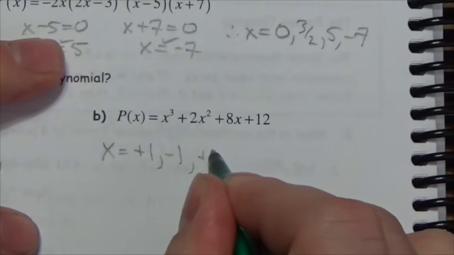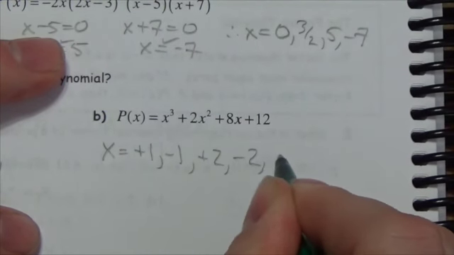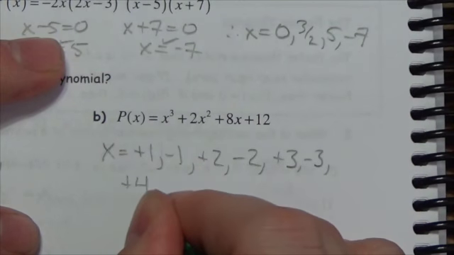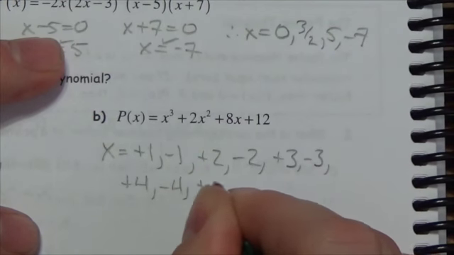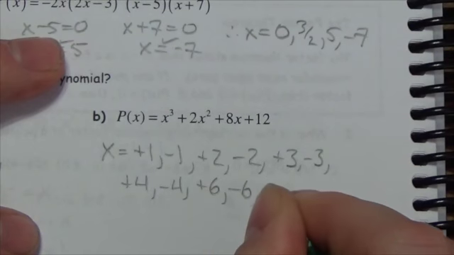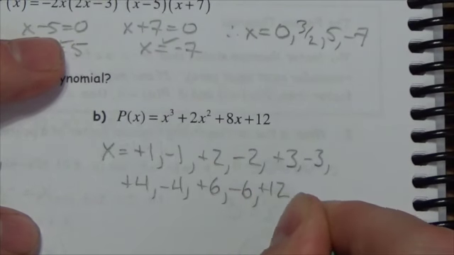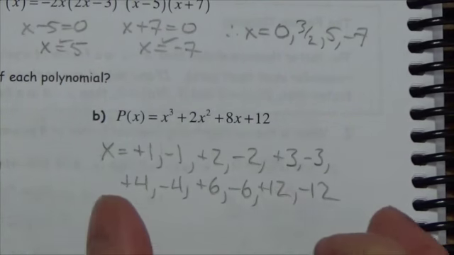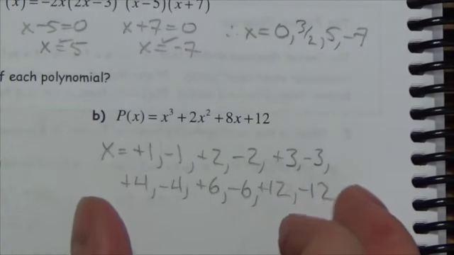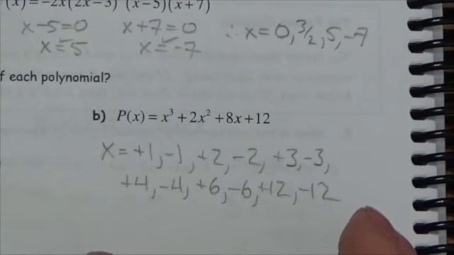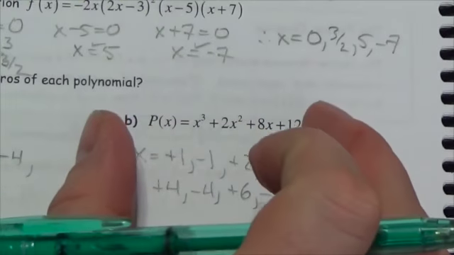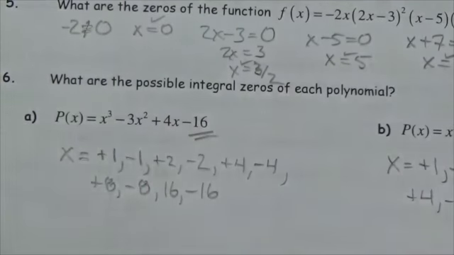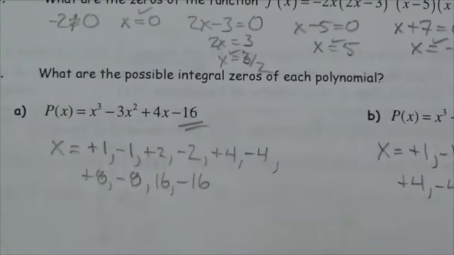This could be positive 2, could be negative 2, positive 3, could be negative 3, positive 4, could be negative 4, positive 6, could be negative 6, positive 12, could be negative 12. 12 has a whole bunch, okay? And so these are the possibilities that you would have to go through and test if you were going to try to factor this polynomial. And again, these are the ones that you'd want to test if you're trying to factor this polynomial right here.